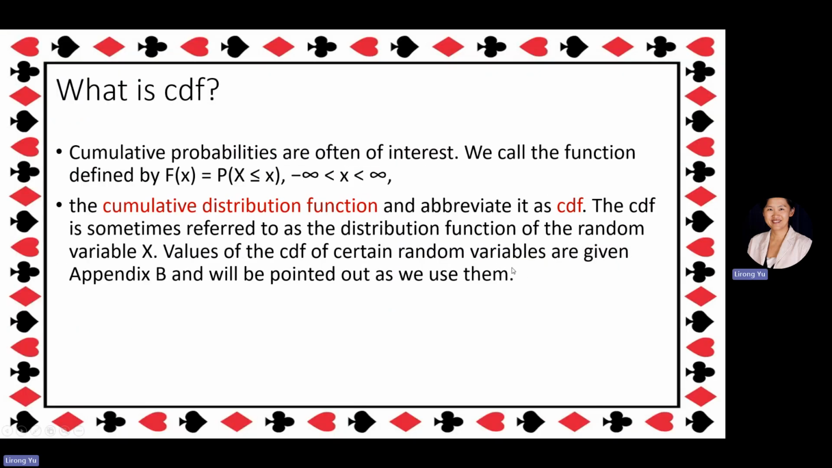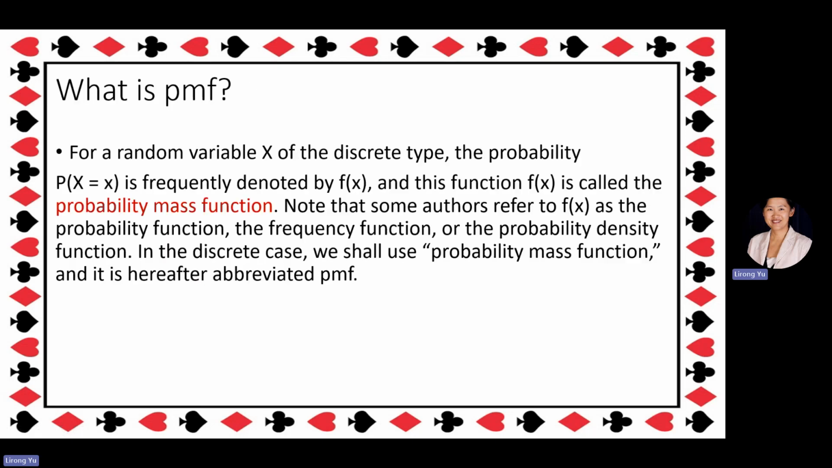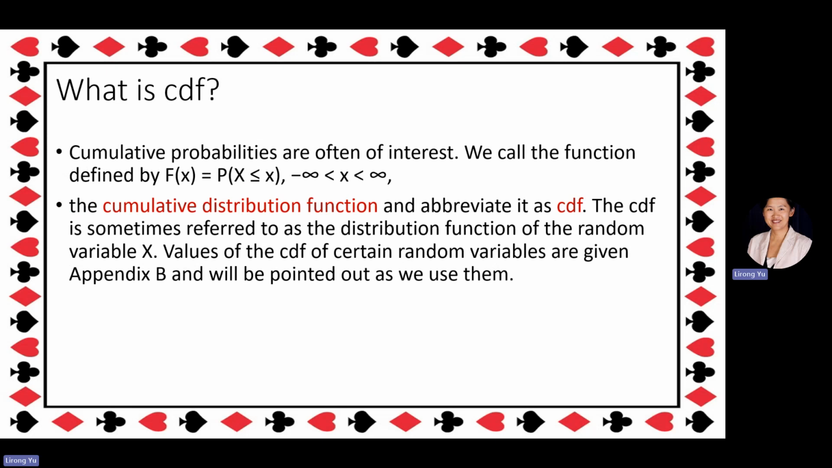So the CDF and PMF, we're still calling it a probability mass function or cumulative distribution function. They're still a function. So they're still representing a correlation between input and output, except this time the input is your random variable value and the output is a probability value.